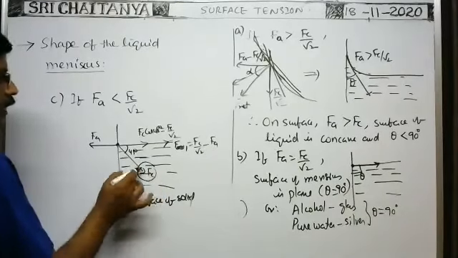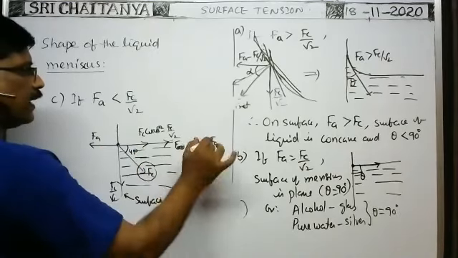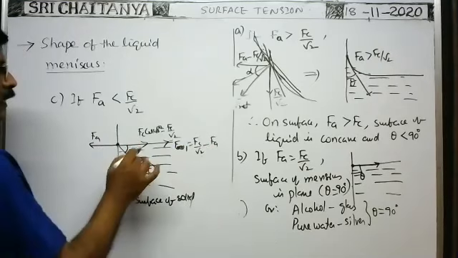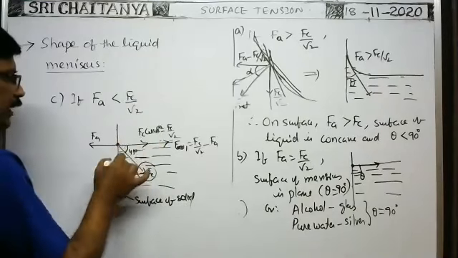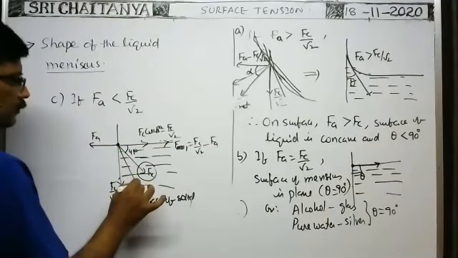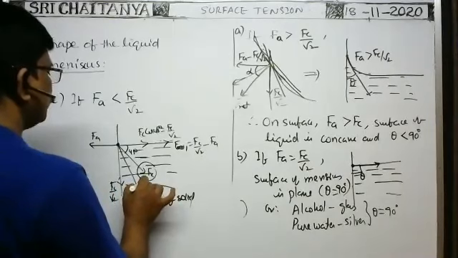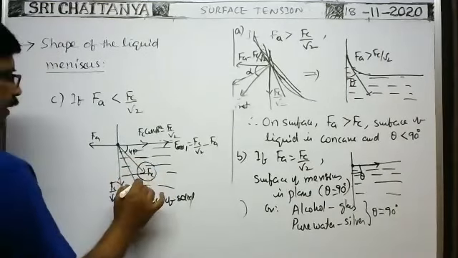Just forget this Fc. So the net force on the surface of the liquid is in this direction, which is Fc by root 2 minus Fa, and in this direction Fc by root 2. The resultant of these two forces lies along this direction. It is the net force. That's why the surface of the liquid is like this.